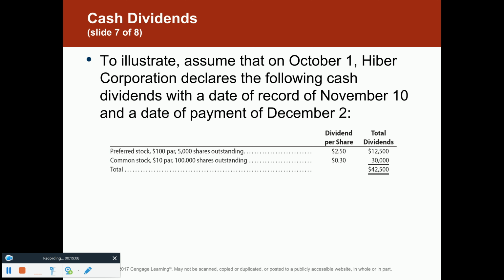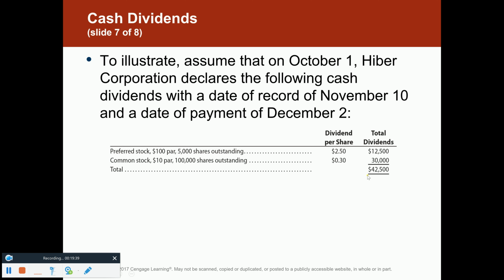October 1st, we have a corporation. They declared the following cash dividends. This is on October 1st. So we're saying preferred stock, $100 par value, 5,000 shares outstanding. They're going to get a $2.50 dividend per share. 2.50 times 5,000, that's 12,500. The common stockholders, they're going to get a 30-cent dividend per share. 30 cents times 100,000 shares, 30,000.